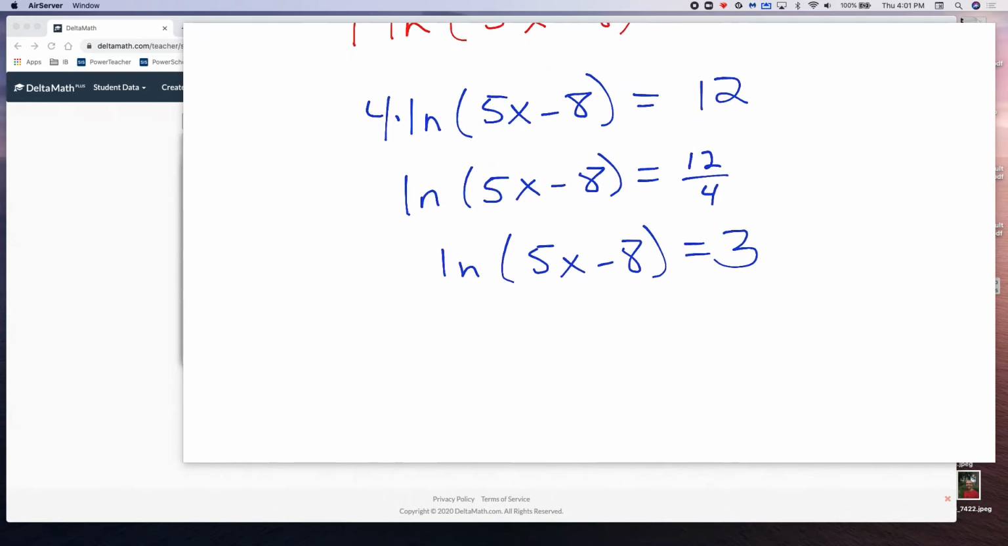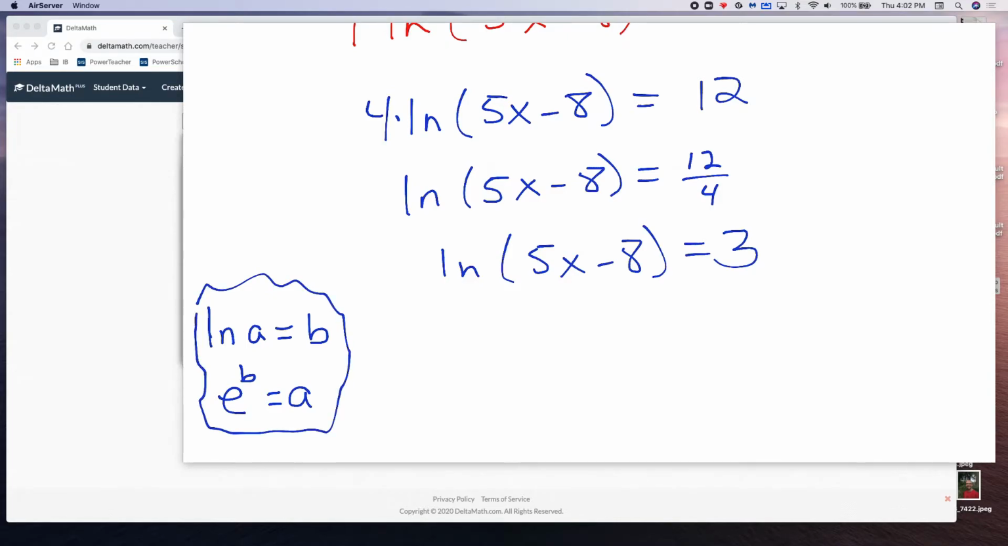Now, yesterday we kind of worked with this. We said that if you had the natural log of a is equal to b, we could write it as e to the b is equal to a. These are the notes that you had yesterday. Remember, the natural log, the base is e. So we could write this e to the third power is equal to 5x minus 8.